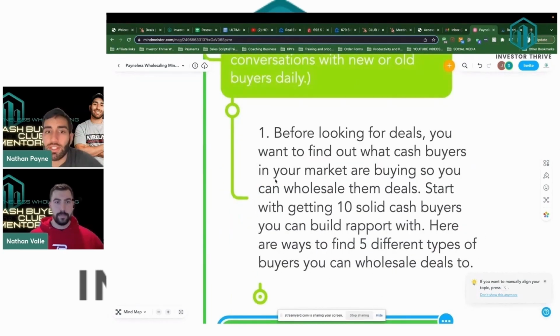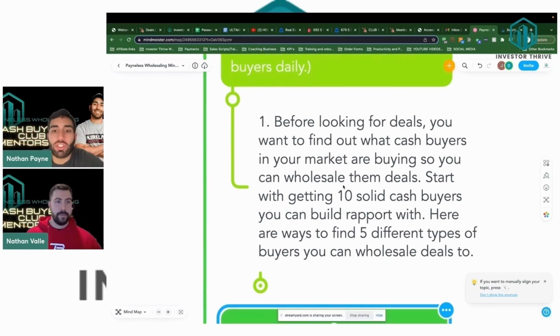Okay. So first thing, before looking for deals, you want to find out what cash buyers in your market are buying. It'd be stupid to go to Alaska and look for single family homes if everyone there wants multi-units, right? If people say, I don't really invest in single family, you want to know what people are buying. So first you've got to call some people.